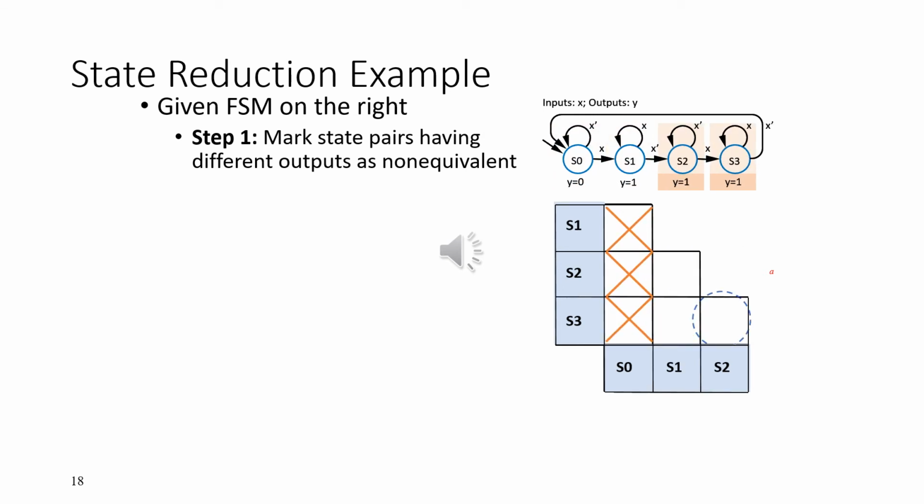Let's take another example of this state reduction by implication table. We have been given a state diagram. This is similar to what we have done earlier. Let's draw an implication table, and step number one is to mark all the state pairs having outputs that are not equivalent. So S0 is the only state which has a different output than S1, S2, S3. So all the pairs of S0 with the others will be cancelled out as shown over here. So do it step by step.